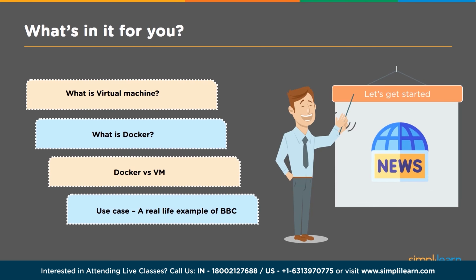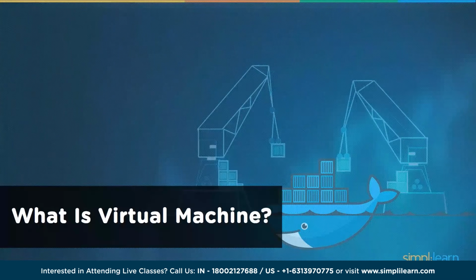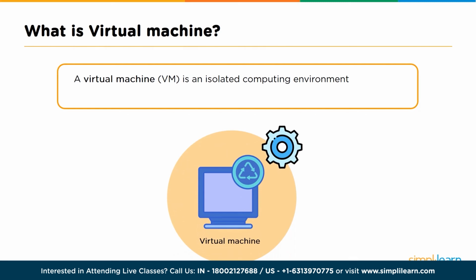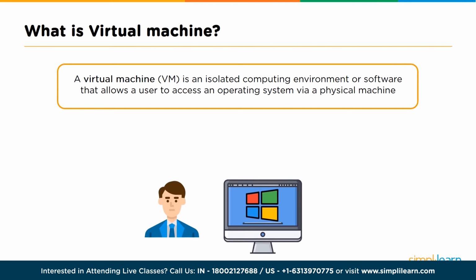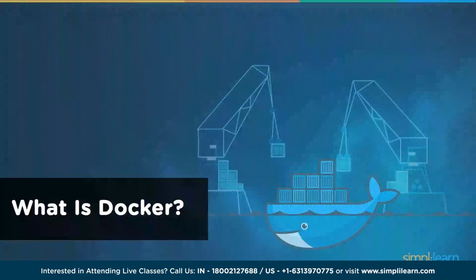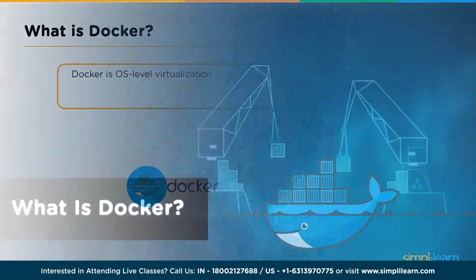So the first one, what exactly is a virtual machine? It is an isolated computing environment that enables a person to use an operating system via a physical machine. Virtual machines provide the functionality of a physical computer. As you can see on my screen, there is a virtual machine, and this is how a typical virtual machine looks like. Now, let's look at what a Docker is.